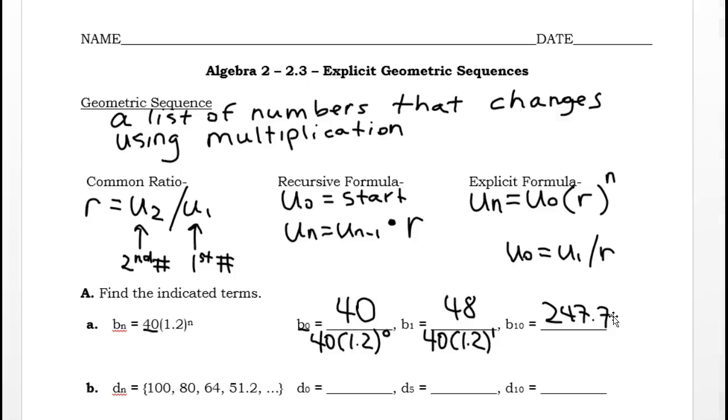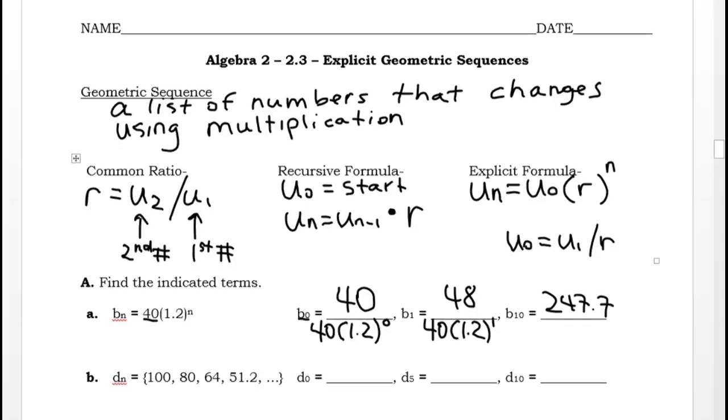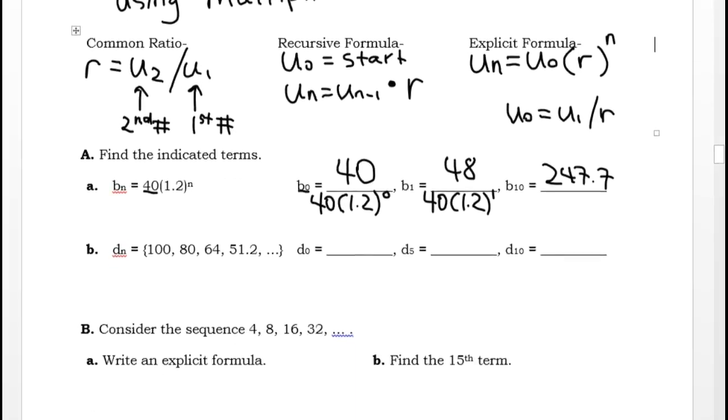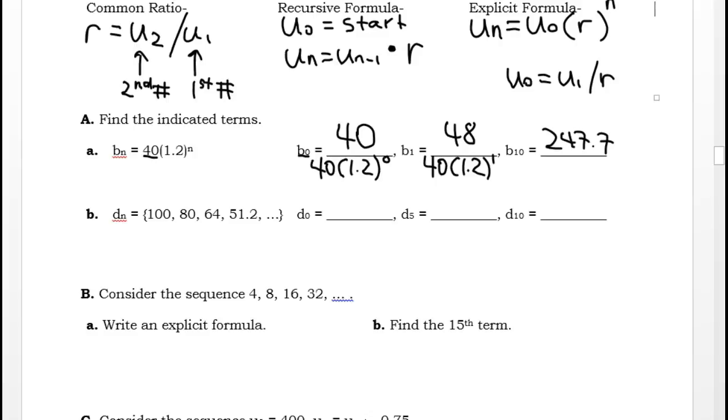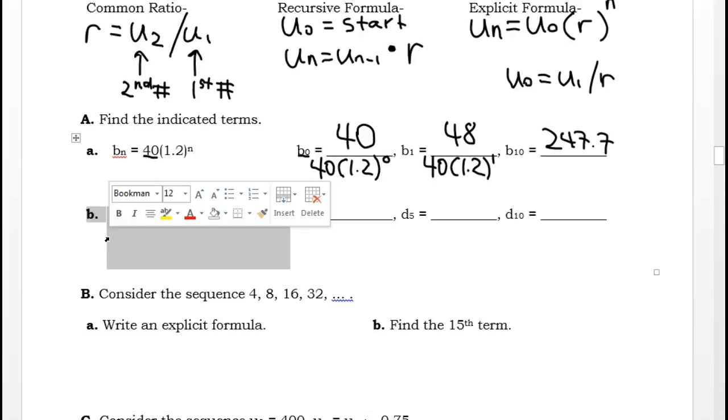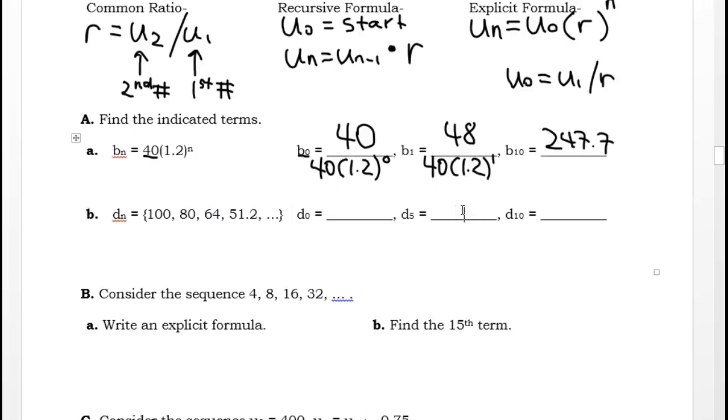My next sequence is d sub n equals 100, 80, 64, 51.2, etc. So I need to find the ratio so I can determine what it's multiplying by every time. And to do that, I want to take the first term and the second term, and I want to divide them using this ratio formula. So to get the ratio, I'm going to take the second term divided by the first term, and I see my common ratio is 0.8.